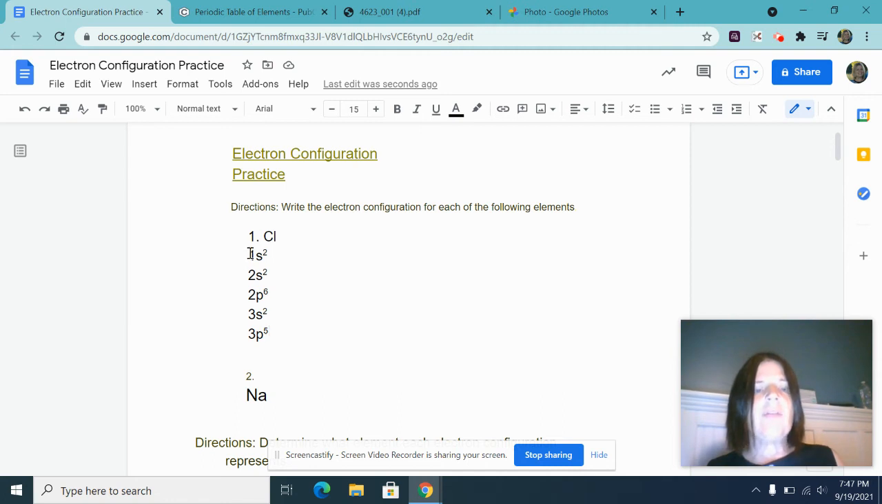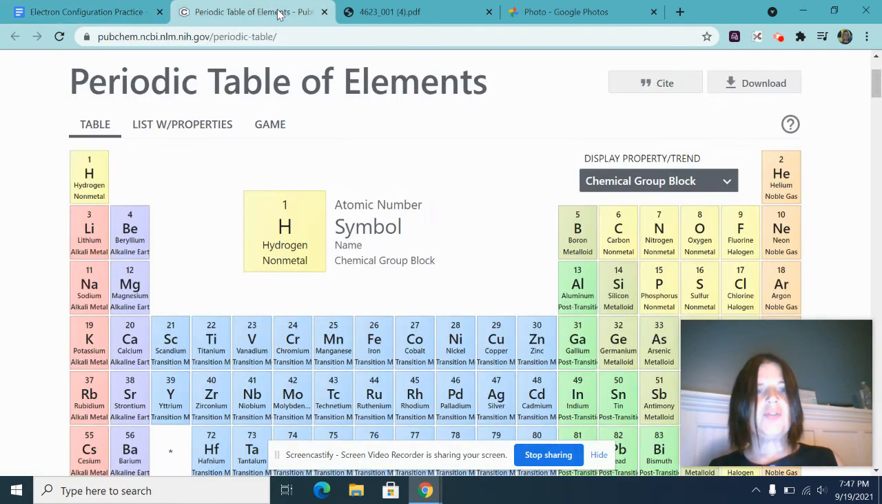So what we have is 1s2, 2s2, 2p6, 3s2, 3p5. Okay, so one way to check is that we could look at this last grouping and we could see that it says 3p5. So what does that actually tell us? The 3 tells us that we are on the third energy level down on the periodic table. So we can count down 1, 2, 3.